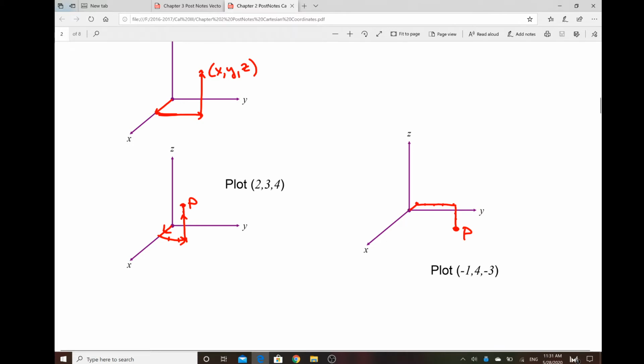And then what about (-1, 4, -3)? The -1 means going backward on the x-axis, so count 1 unit backward, then 4 units to the right, and then down 3 units. So point P would be down here. Again, it's a point in space.